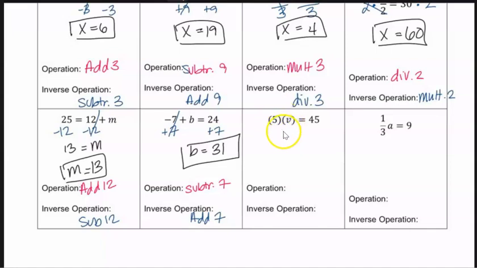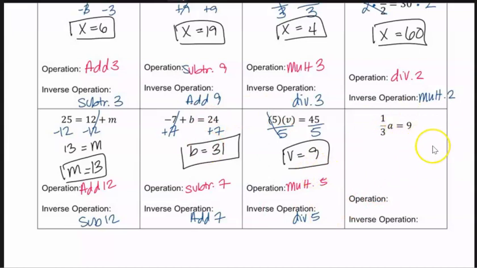Now, also remember when a parentheses is touching a variable, this is kind of distribution. However, this is single distribution, which is just another word for multiplication. So this just means 5 times v. So we are multiplying by 5. And the opposite of multiplying by 5 is dividing by 5. So I'm going to divide by 5 on both sides. My 5's cancel out. And I am left with v equals 9. That is a very messy 9. There you go. v equals 9.